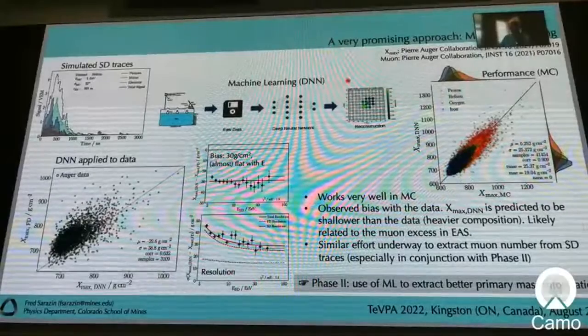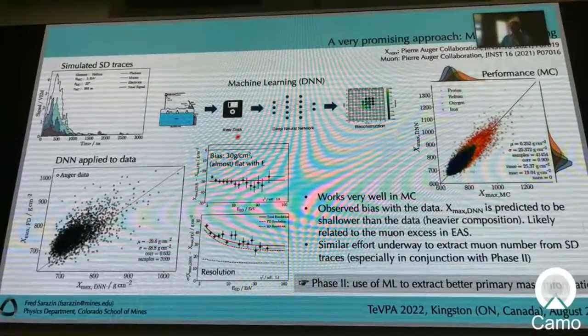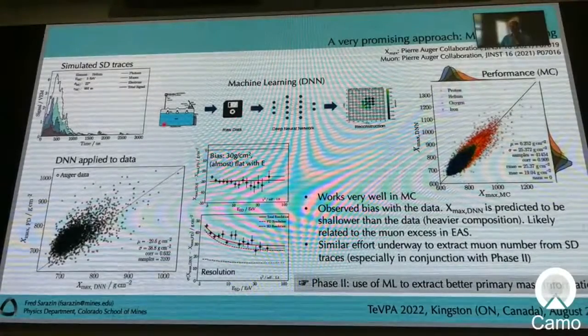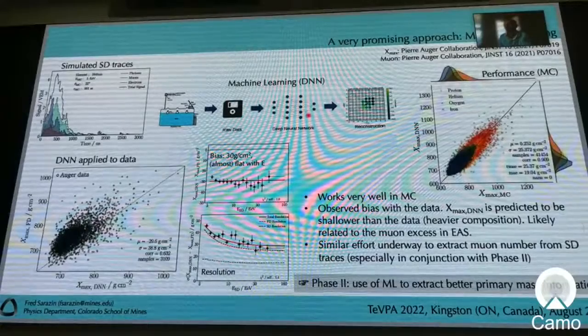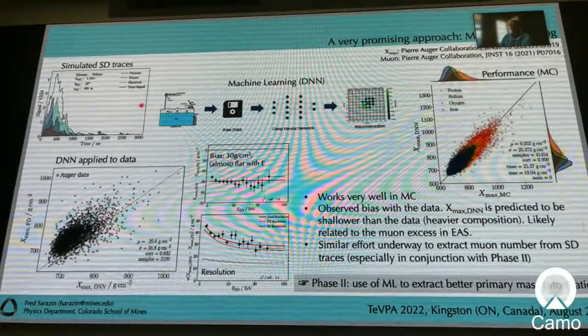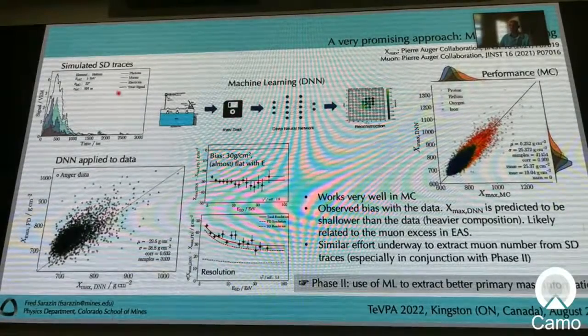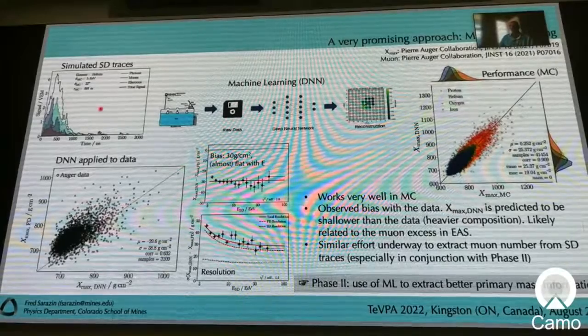I want to mention very briefly a very promising approach that is going to become more important in the field, and that's machine learning in general. So here's an example of what you can do. You can take a simulated hybrid data set. So what you have here is the X-max of the data, but you also have the ST traces.